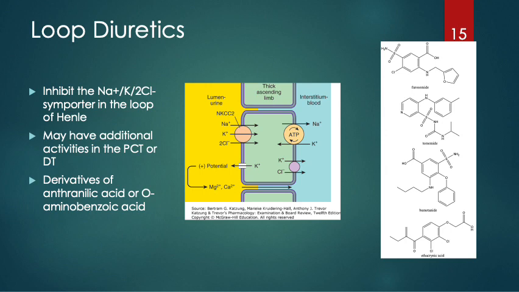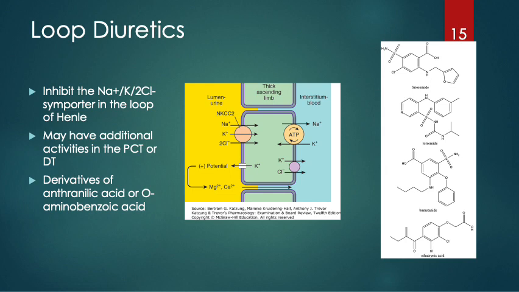They all act on the thick ascending limb of the loop of Henle, and in the thick ascending limb of the loop of Henle, they are going to inhibit the sodium potassium chloride symporter. They also have possible effects on the proximal and distal tubules, but the main place where they will have their effect will be on the thick ascending limb of the loop of Henle, where they will inhibit the sodium potassium chloride symporter.